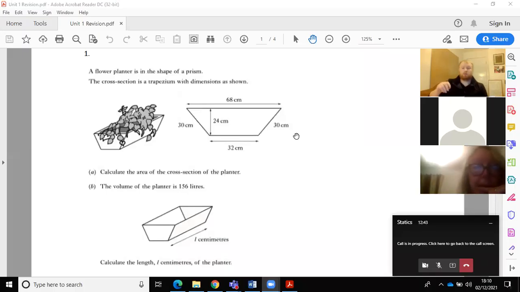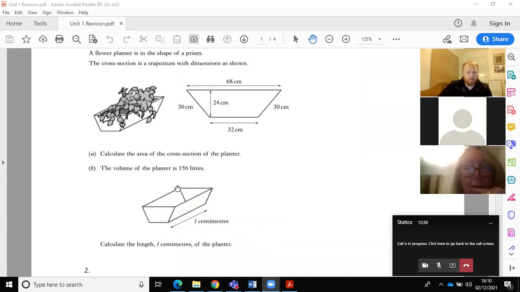Okay, so this was the question that came up, and we sort of started working through it, and then I paused. I just wanted to double check something, and it was this part in part B. It's the knowledge of being able to convert litres to centimetres cubed. I was a bit reluctant to say absolutely you need to know that. I just wanted to double check that.